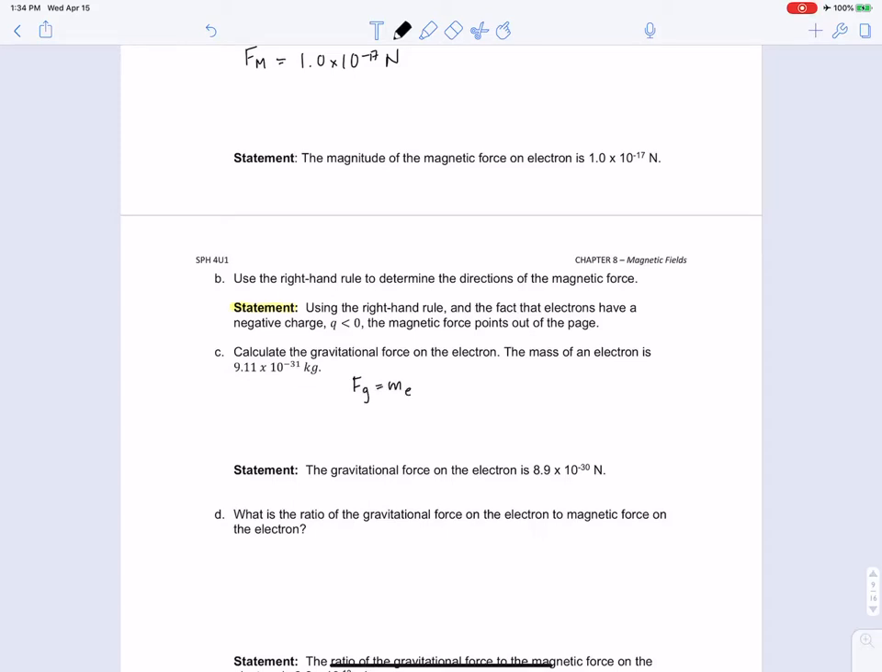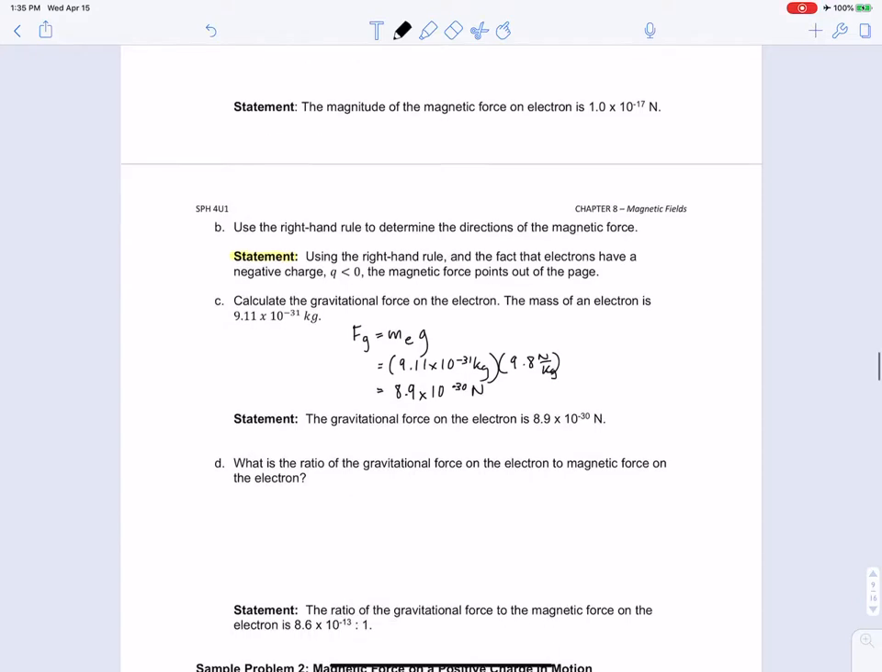So let's find the gravitational force. It's equal to the mass of the electron times the gravitational field intensity. That's 9.11 times 10 to the power of negative 31 kilograms. And g is 9.8 newtons per kilogram. If you punch this into your calculator, you should get a gravitational force of 8.9 times 10 to the power of negative 30 newtons. A super small force that the Earth attracts this one electron with.